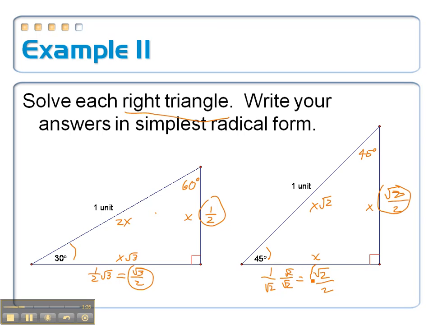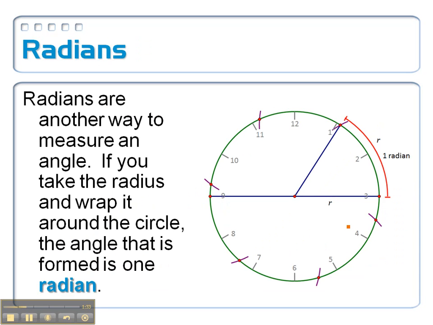Okay, we did this because we're going to use these numbers just a little bit on what is called the unit circle. But first, let's review radians. Remember, radians are just another way to measure angles. Instead of degrees, we use radians.